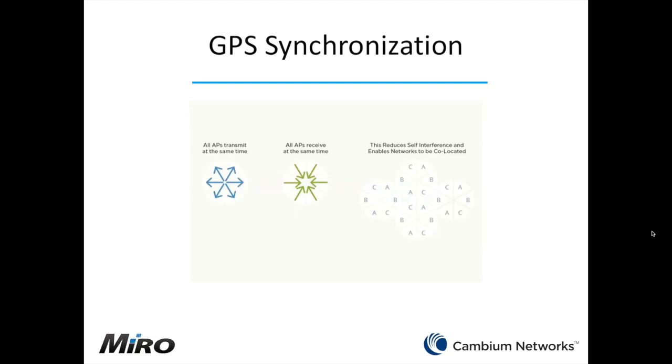Next of all, we've got GPS synchronization. As illustrated here, traditionally when you've got multiple base stations up on a tower, all of those units are going to fire off at the same time, which opens you up to self-interference. What GPS synchronization does is it allocates millisecond time slots for your different base stations to work at different intervals, reducing the chance of self-interference and enabling networks to be co-located.